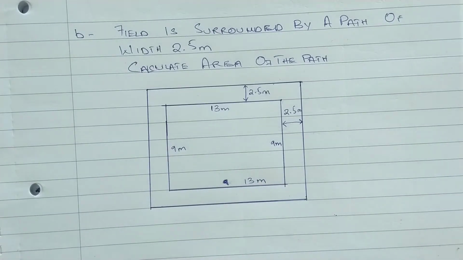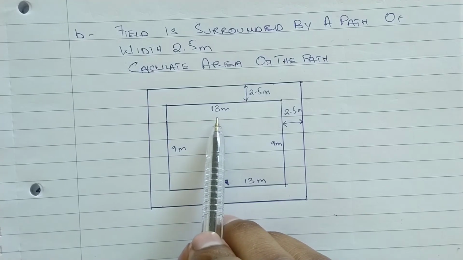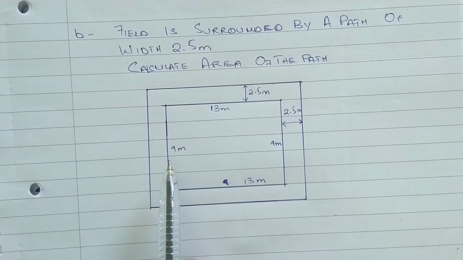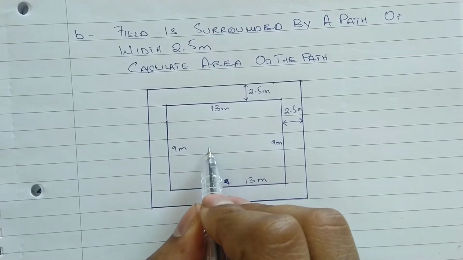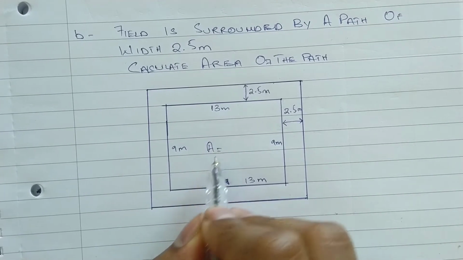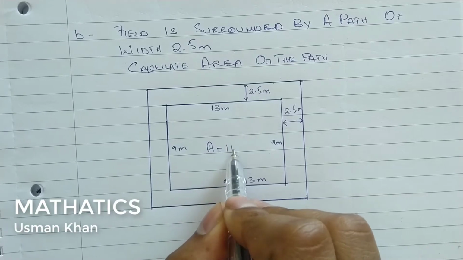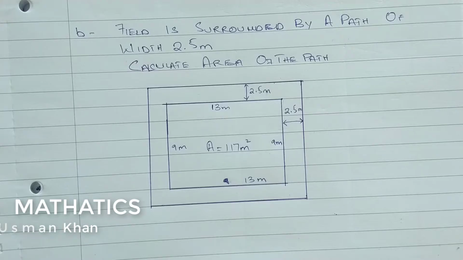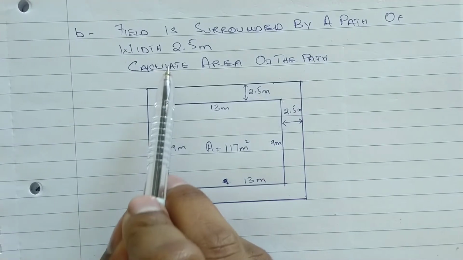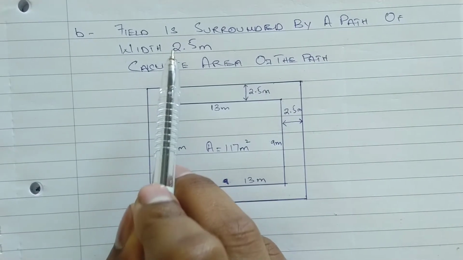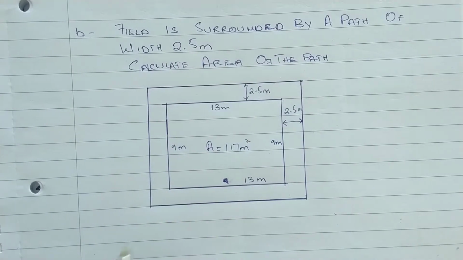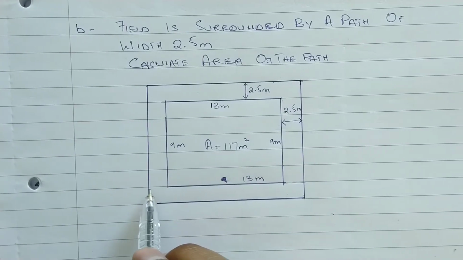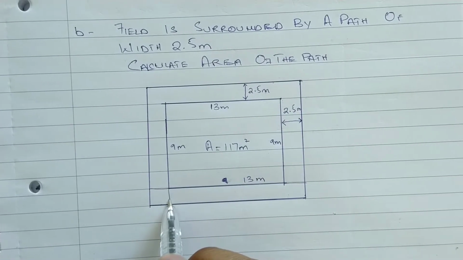Let's look at the data we have. We have the length of the inner field, that is 13 meter. We have the breadth, that is 9 meter. We also have the area, that is 117 meter square. We are given that the path is 2.5 meter wide on each side. That means the path is 2.5 meter on this side, 2.5 meter on this side, 2.5 meter on this side, and so on.